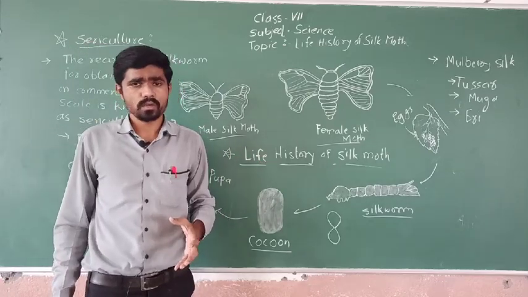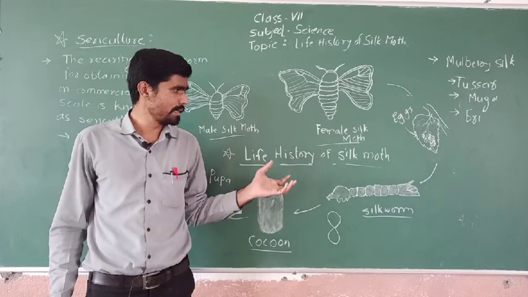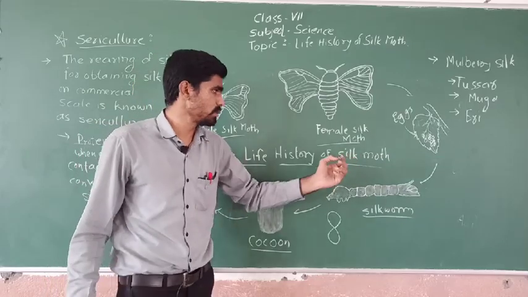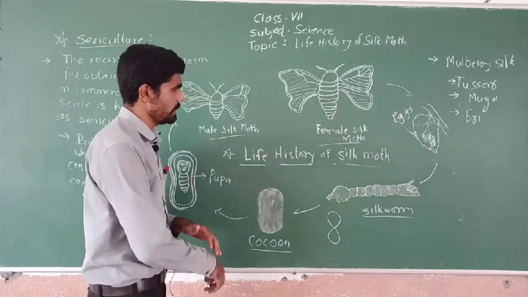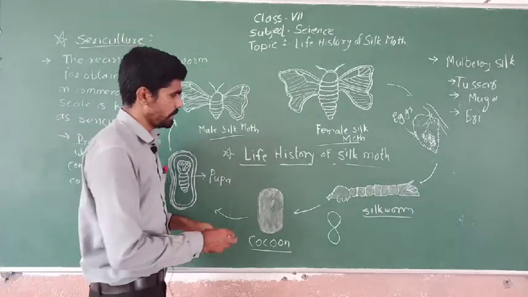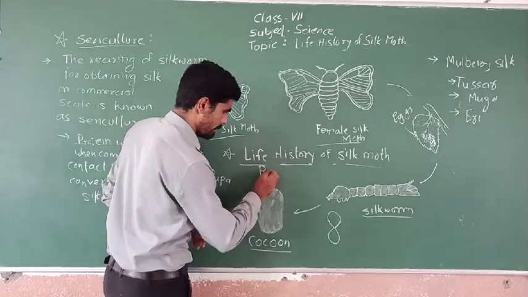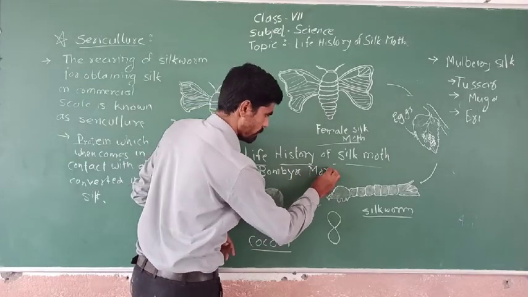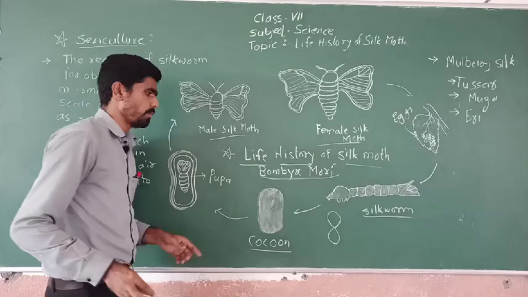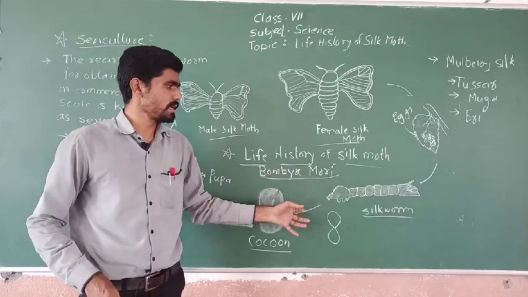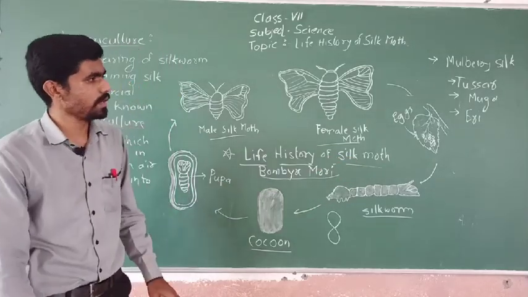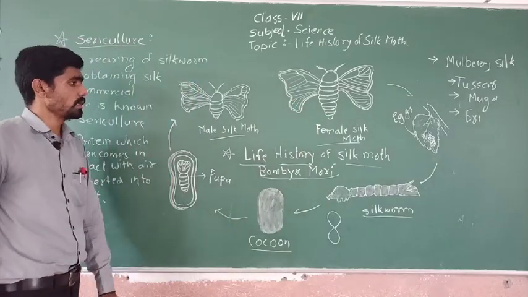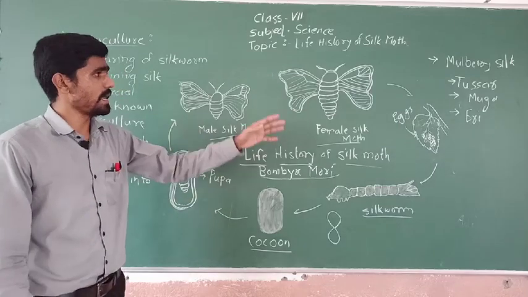Most of the silk is mulberry silk. And what is the scientific name of this silk moth which feeds on mulberry? The scientific name of the silk moth which feeds on mulberry is, here I will write, Bombyx mori. Okay, Bombyx mori is the scientific name of the silk moth which produces mulberry silk. So this is about the silkworm and its life history.